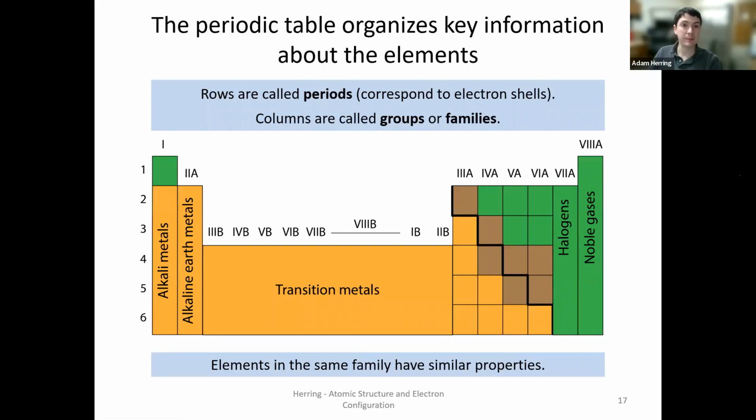As we've seen already, the periodic table is organized into periods and families. The periods correspond to what are called electron shells. Each shell has the same energy level, and the farther those shells are from the nucleus, the higher in energy they are.